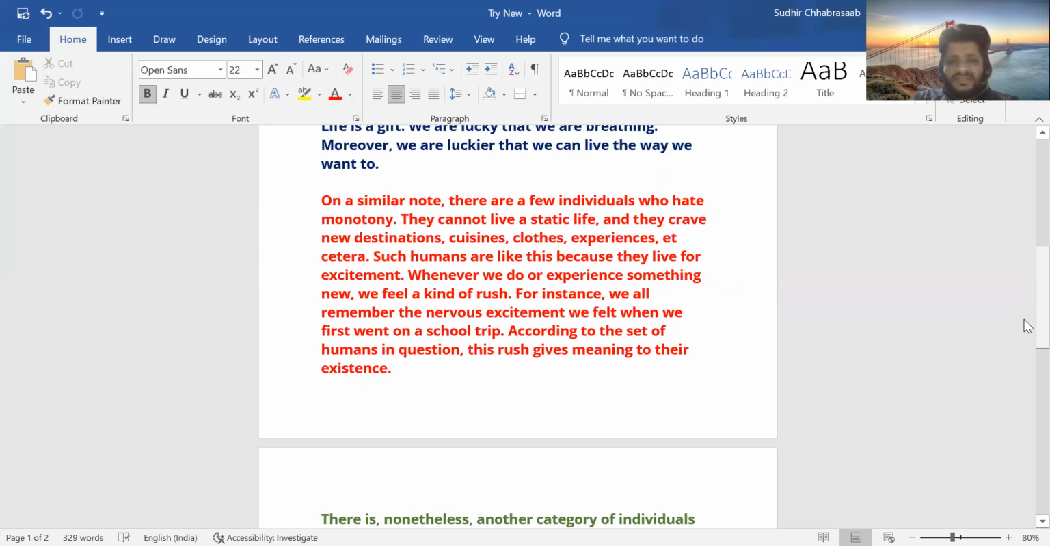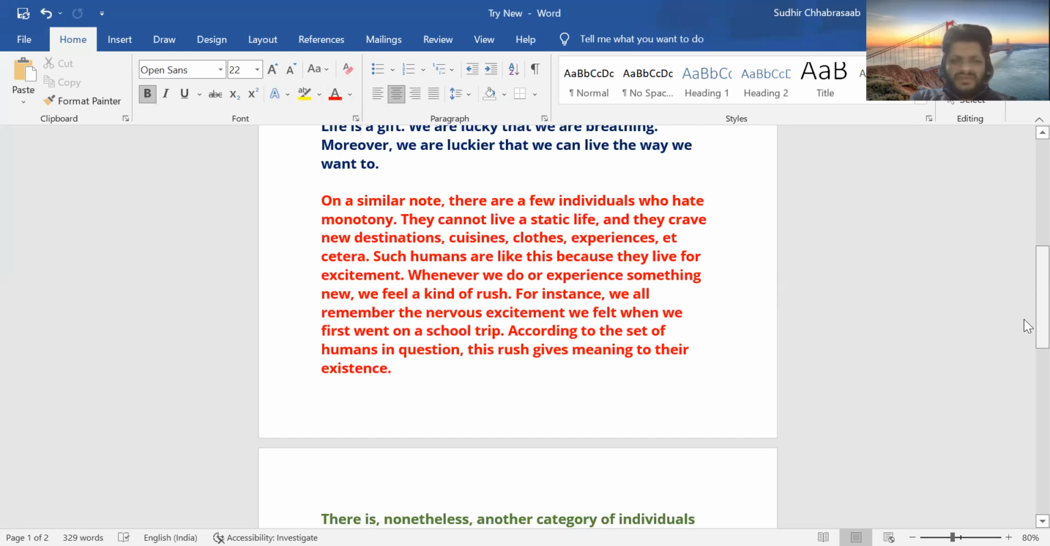Such humans are like this because they live for excitement. They want excitement. So for excitement, they have to do something new. Whenever we do or experience something new, we feel a kind of rush. For instance, we all remember the nervous excitement we felt when we first went on a school trip. Do you remember that time? Because that was new, our 10th school trip was very different from the first one, because on the first one we were actually a little scared also, as in something wrong could happen, or the parental advice and the parental warnings and all. But on the 10th one we were like pros.